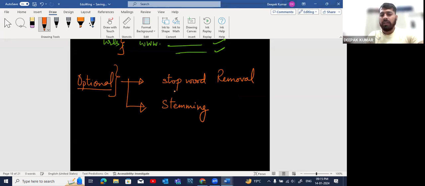Stemming means finding the root word of the given word. Like I say walking, the root word is walk. If I say eatable, the root word is eat. Like speaking, the root word is speak. So such a process is called stemming, bringing the root word of a given word or a given context.